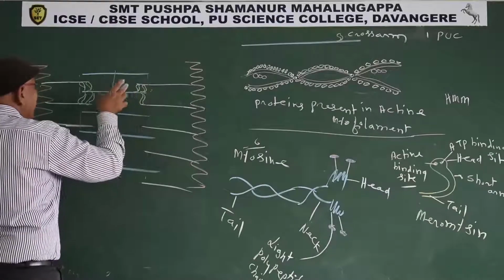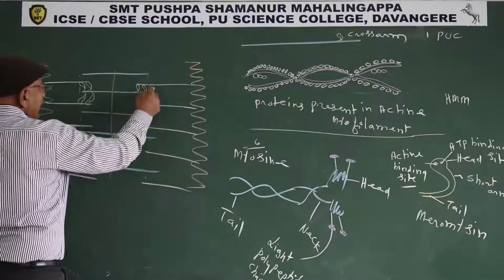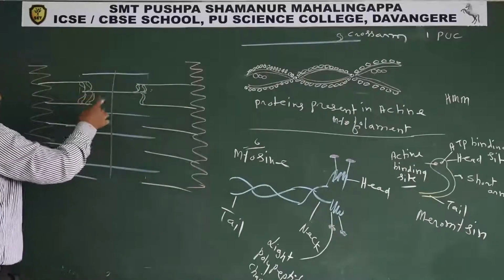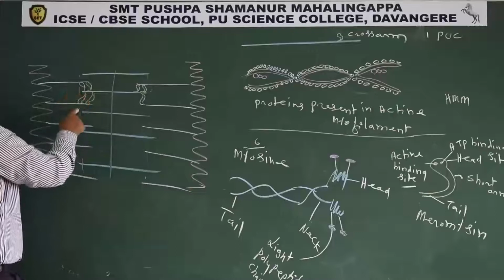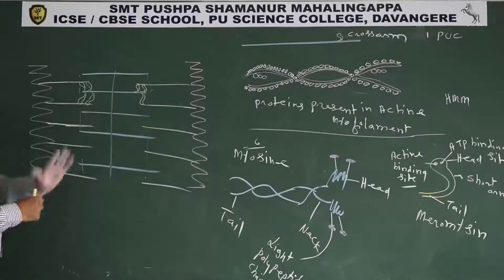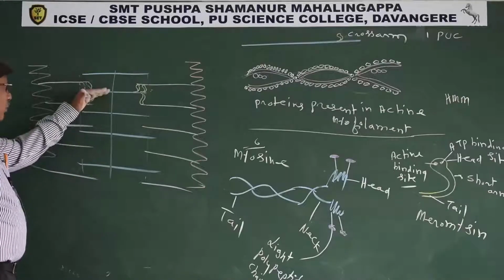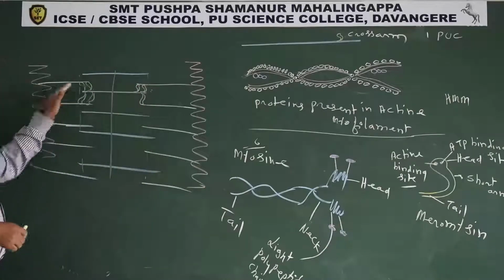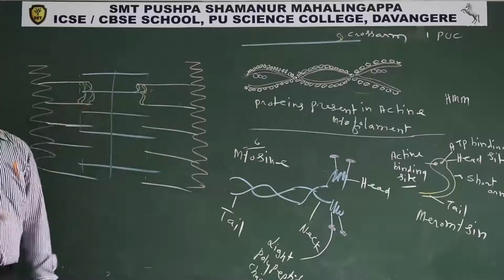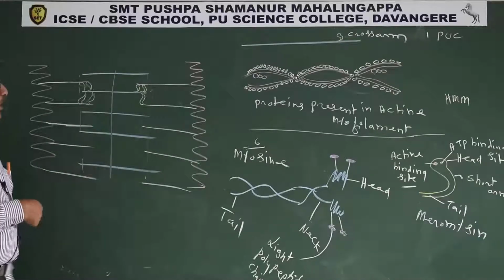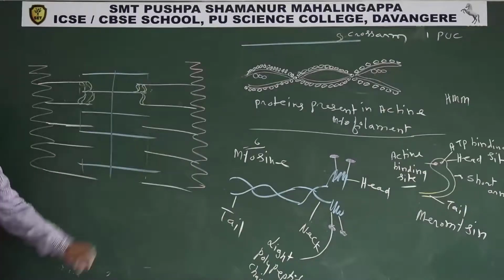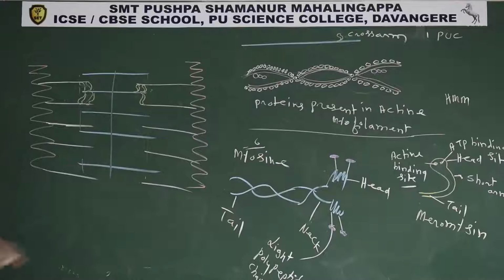So 50% of the meromyosins attach to actin filaments of one half of the I band. The remaining 50% of the meromyosins attach to actin filaments of the other half of the I band. The meromyosins pull the actin filaments towards the myosin. As a result, actin filaments slide over the myosin filament. That's why it is known as the sliding filament theory. Now we discuss the sliding filament theory.